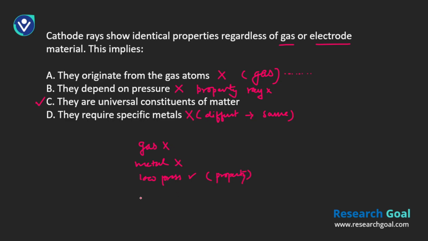So a very, very important conclusion we can draw from here is that cathode rays are made up of fundamental particles that are present in every kind of metal, every kind of material. So that means they are universal. That is why they are universal constituents of matter. They are coming from any metal that you can use. They are not coming from a specific metal. So in that case, this option is correct.